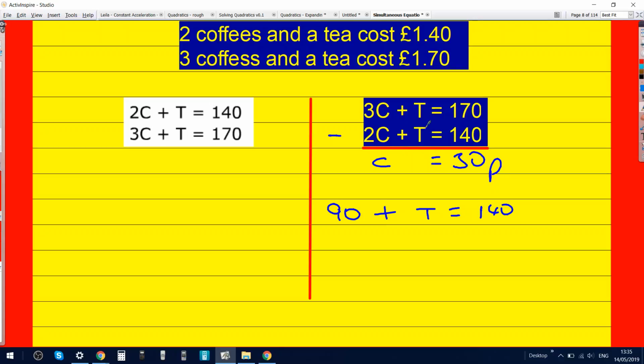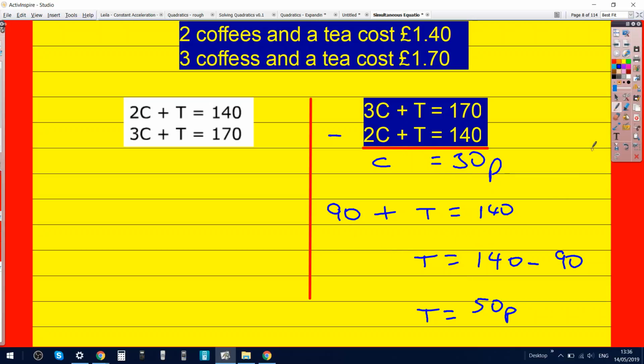So now we want to know, so we use the original one on top. So you've just done that, and you did 90 plus t equals 140. 140, right. We want how much a t costs. So we want to get rid of the t, we subtract. Is it 140 minus 90? Which is 50. So t equals 50.